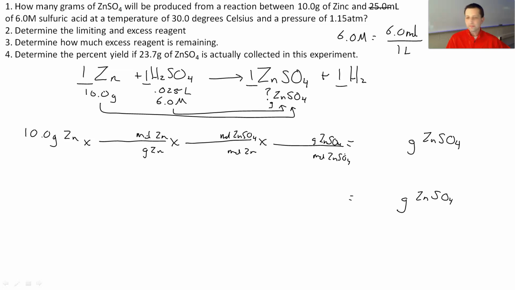All right, let's go ahead and plug some numbers in. Molar mass from the periodic table is 65.38 grams of zinc. Coefficients from our balanced chemical equation, we have 1 and 1. And then grams of zinc sulfate, you need to find the molar mass of that, and that is 161.44.